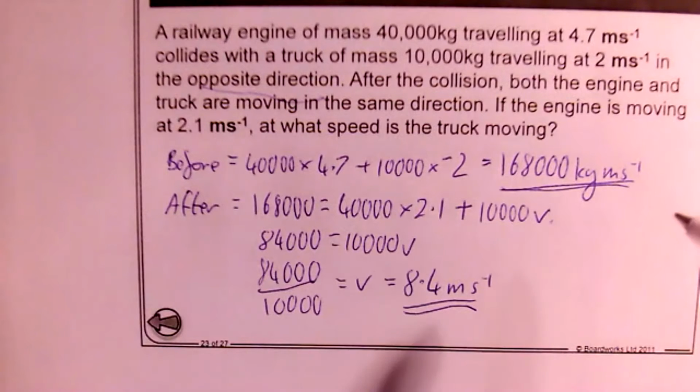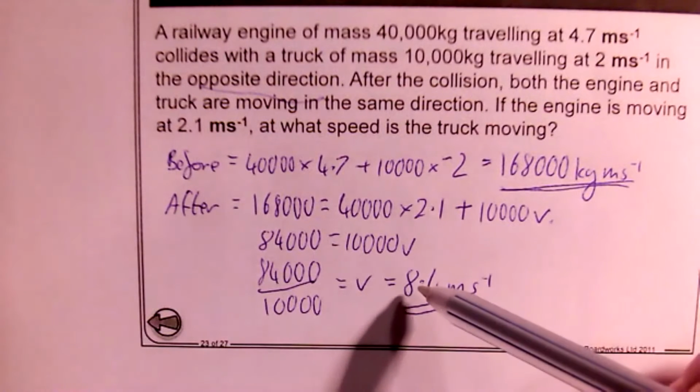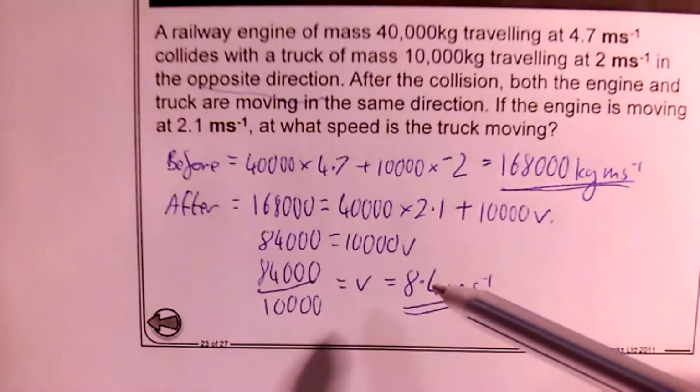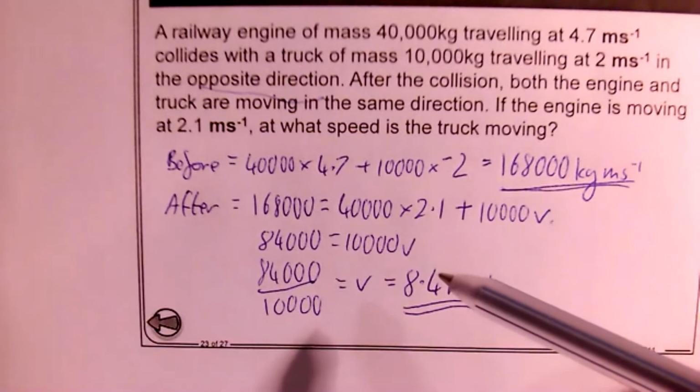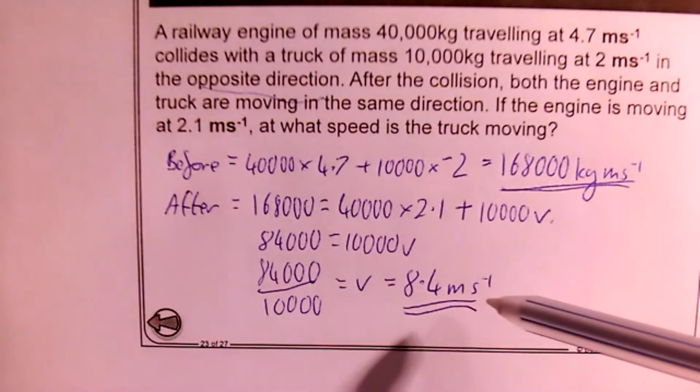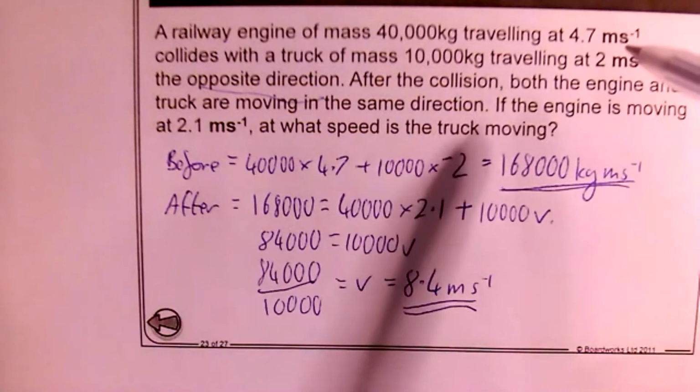So that would make sense. It's positive, so they are moving in the same direction. If that came out negative, then I'd know that either there was something wrong with the question or something wrong with my answer, so it's a good way to check. The other way to check is to ask yourself if it's reasonable. Well, it's the same order of magnitude as the other velocities.